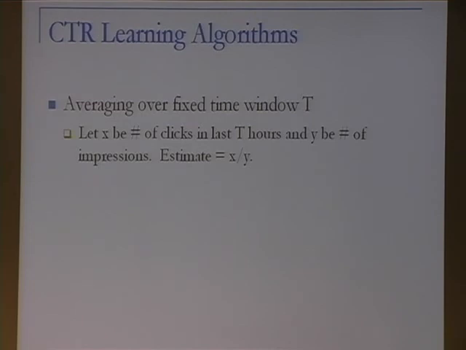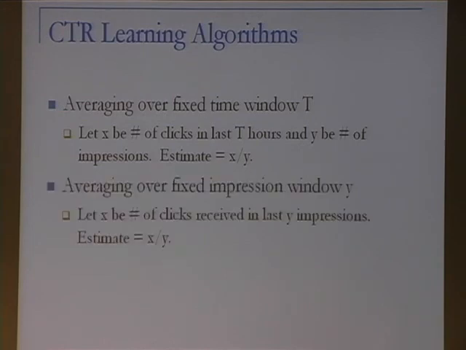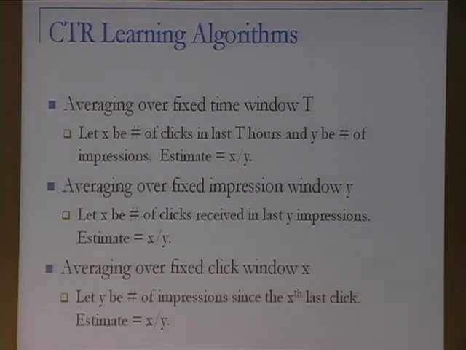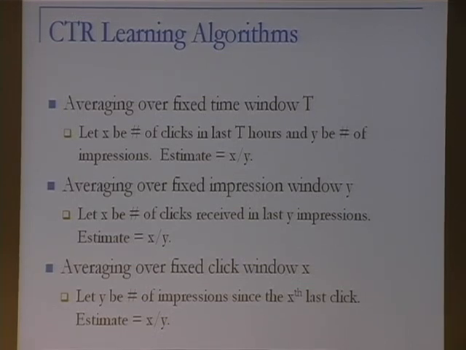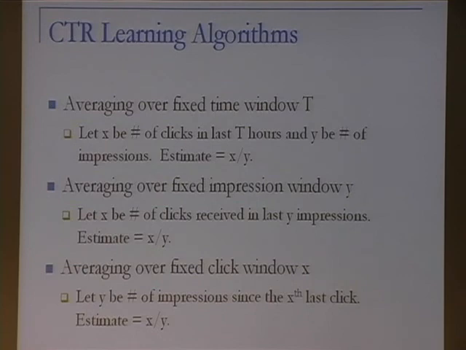You can look in the history, the last 100 hours, count the number of times that you showed this ad, and count the number of times that you showed this ad and it got a click, and take the ratio of these two numbers. You could look at the last 100 impressions and look at the number of times that this ad received a click, divide that by 100. You could look at the last 100 clicks, count how many impressions it took for the ad to receive these 100 clicks, and take 100 over that number. These are just 3 examples of learning algorithms. You can come up with many more yourself, I'm sure.